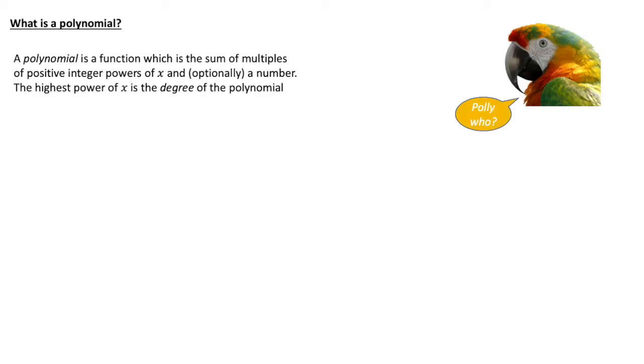Well, a polynomial is a function which is a sum of multiples of positive integer powers of x and, optionally, a number. The highest power of x is the degree of the polynomial. So, the easiest way of making sense of all that stuff is to have a look at some examples.